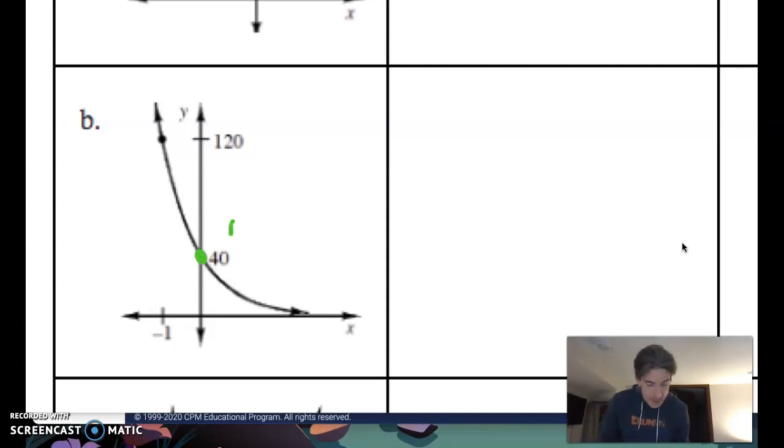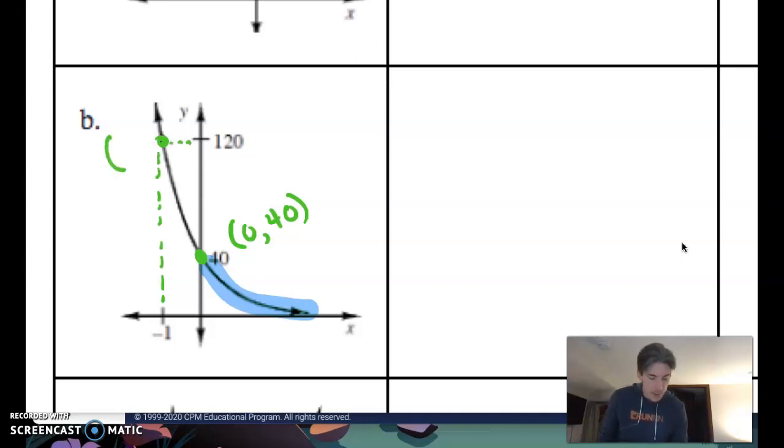That's a pretty nice feature, right? I recognize that as (0, 40), because when x is 0, y is 40. Now, nothing over here to the right of that y-intercept doesn't mean we're dead in the water, but I've got something over here. What's this? Well, I'm going to remind you that I can take that up, I can take that over, and that means I've got a point there at (-1, 120).